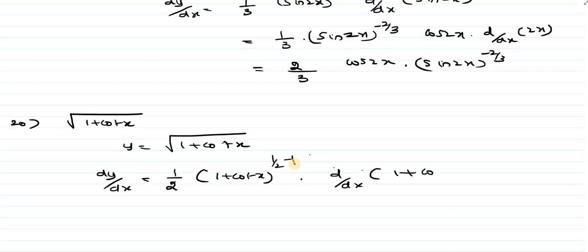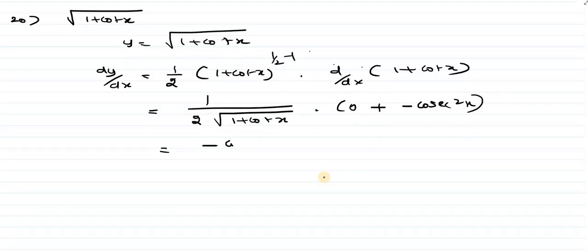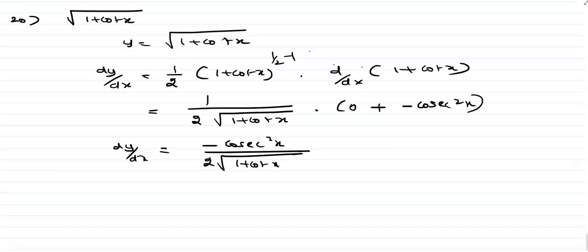Then differentiation of the function. The function is 1 plus cot x. Correct? So it will be 1 by 2 under root 1 plus cot x into differentiation of 1, which is 0. Differentiation of cot x is what? Minus cosecant square x. Correct? So the answer will be minus cosecant square x by 2 under root 1 plus cot x. This is also simple, right? So first be thorough with this and then we can see the other techniques. Clear? Any doubt? Next.